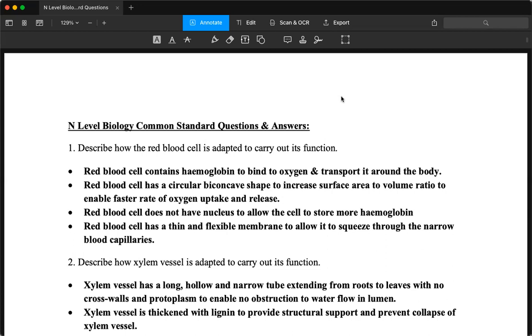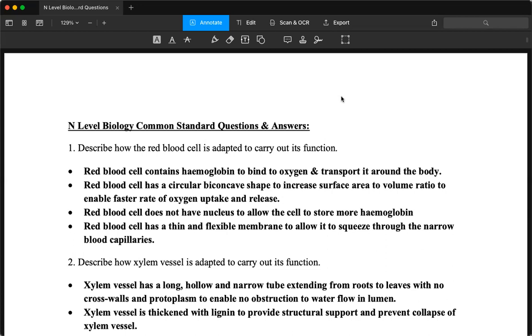Of course, there are other types of questions like database inference, definitions, and application questions that are not the so-called standard questions. However, for GC N-level, there are still questions that are rather standard that appear almost every year.